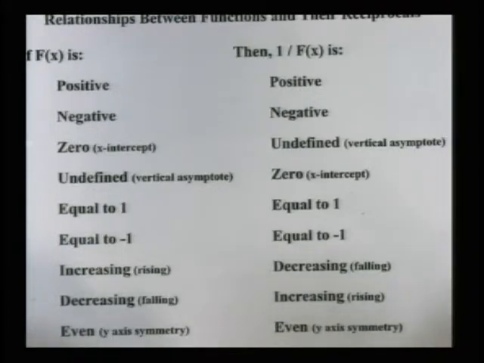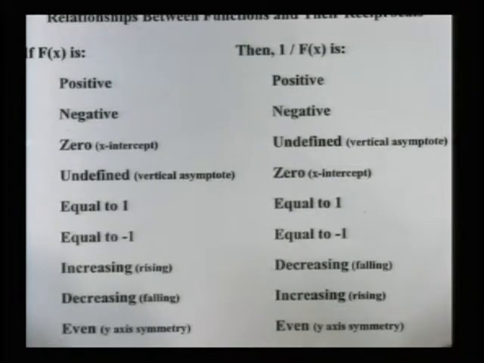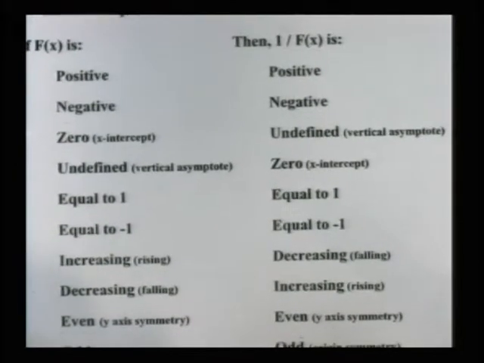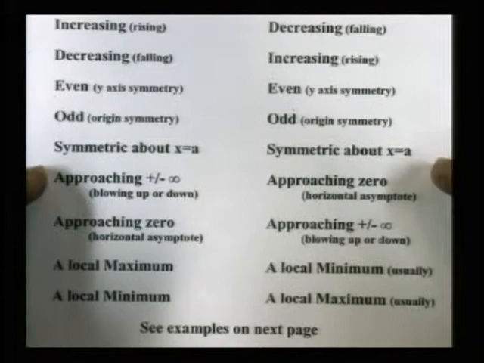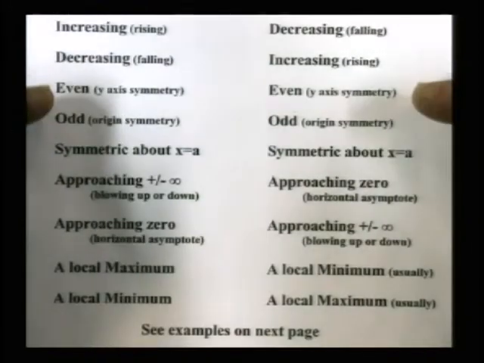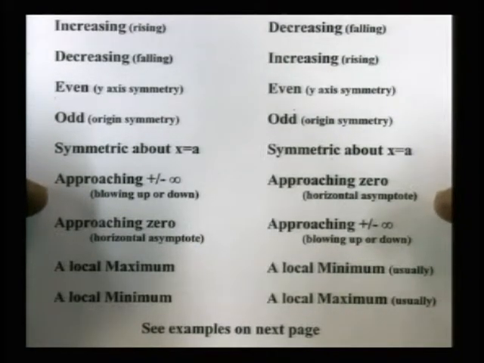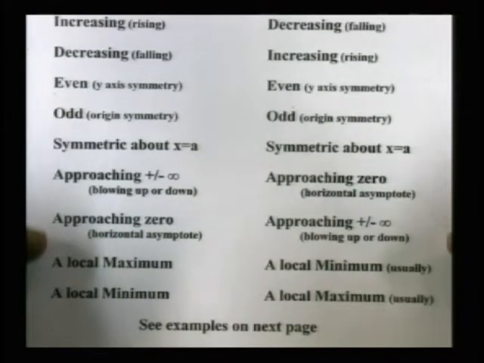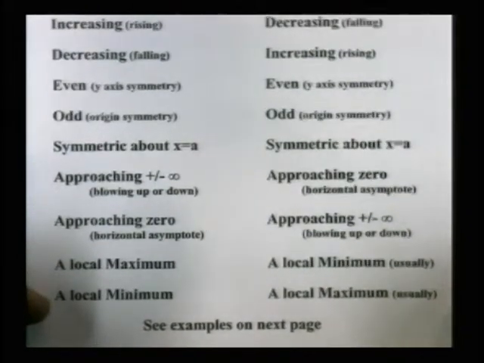An odd function like y equals x is odd. Its reciprocal, the reciprocal function 1 over x, stays odd. If something's symmetric about a particular x location, the reciprocal will stay symmetric about that. And then here's some, oh, I'm sorry, I went off the bottom of my image. Let me move up here so that people can see the rest of this on the DVD. I kept on talking. Even stays even, odd stays odd, symmetric about some x location stays symmetric. Approaching positive or negative infinity approaches a 0. Approaching a 0 becomes positive or negative infinity. Local maximum becomes a local minimum, usually. Local minimum becomes a local maximum, usually.